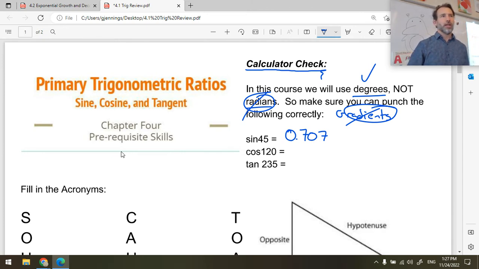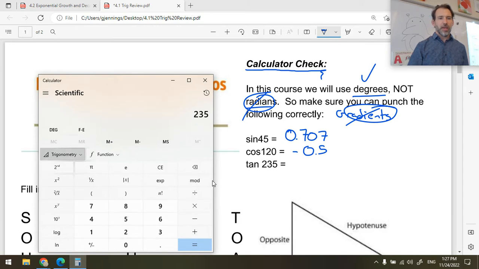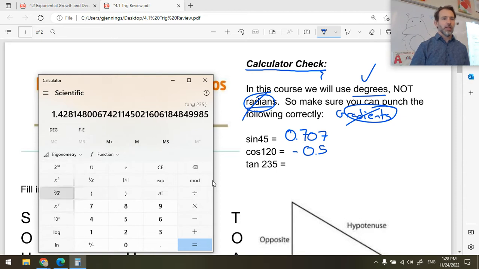Cosine 120. This one happens to be negative 1/2, negative 0.5. Make sure you can get negative 0.5. How do I punch these, Mr. Jennings? Well, you punch them this way. My calculator here, I actually have to put in 235 and then push tangent, and it will tell me the tangent. Yours might be you push tangent and then put in the number. Just learn your calculator. But that's tangent of 235, so 1.43.